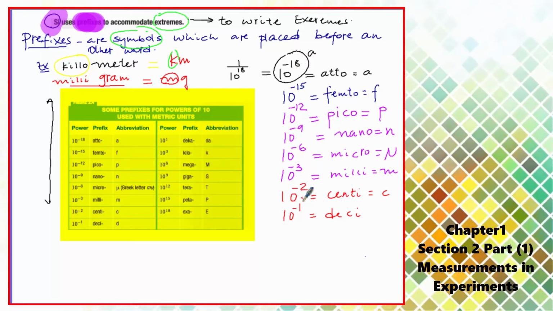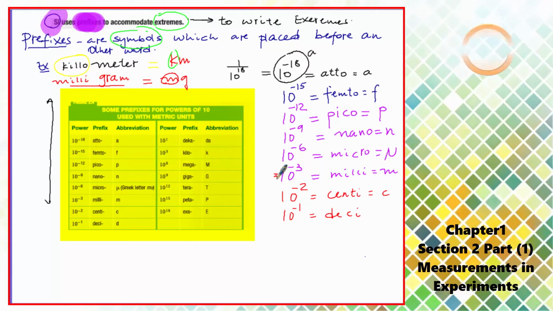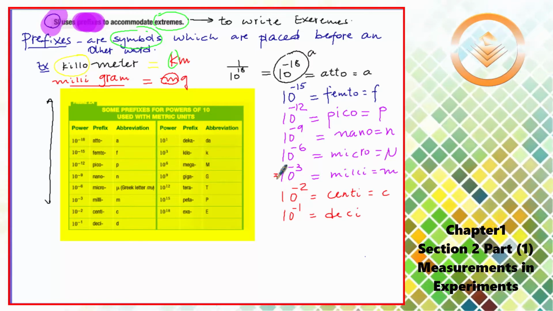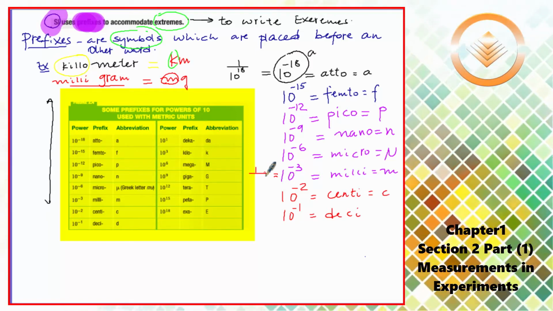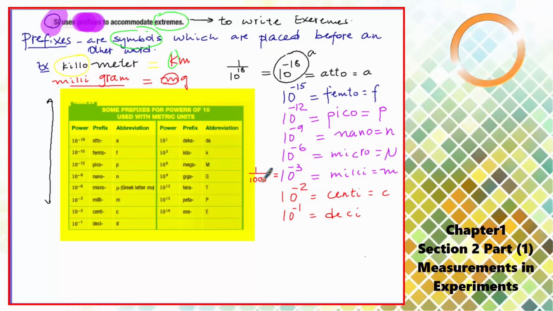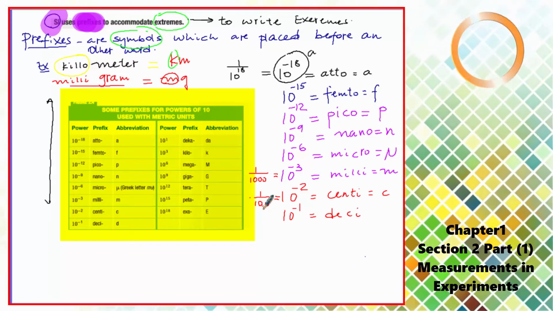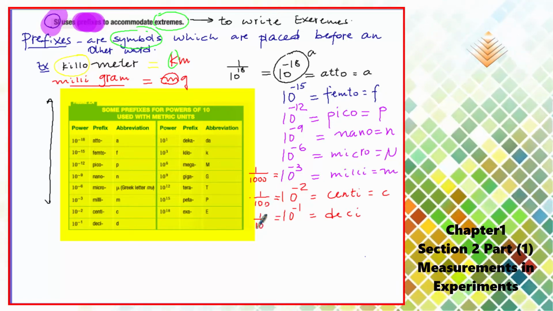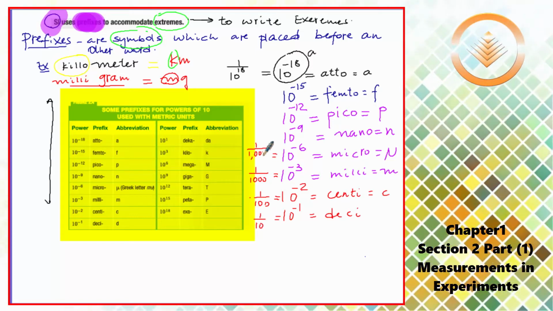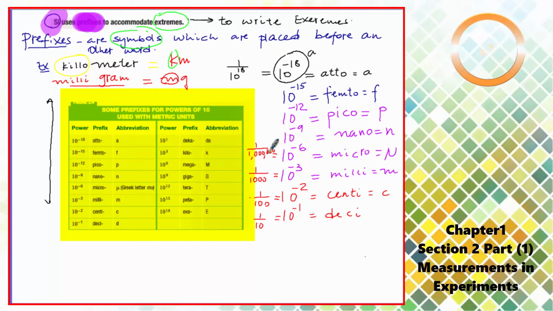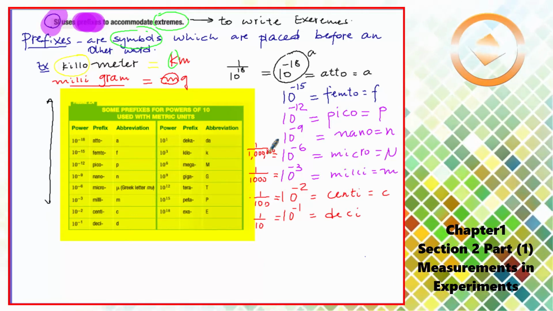By the way, you have to know the meaning of 10 to the power of negative 3. I'm taking this because it's easy to explain. When you say 10 to the power of negative 3, we mean that this is the same as 1 over 1000. And 10 to the power of negative 2 is the same as 1 divided by 100. And 10 to the power of negative 1 is the same as 1 over 10. And 10 to the power of negative 6 is the same as 1 over 1 million. Micro means 1 over million, or 10 to the power of negative 6. So all these prefixes have negative exponents.